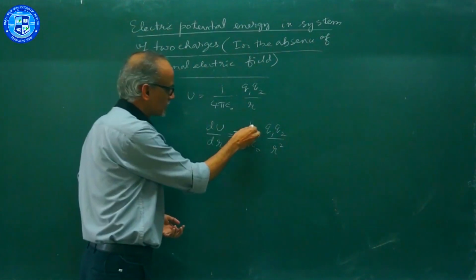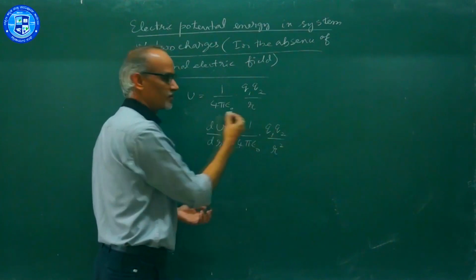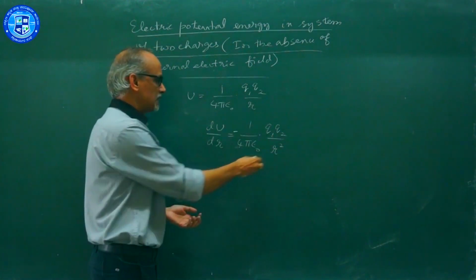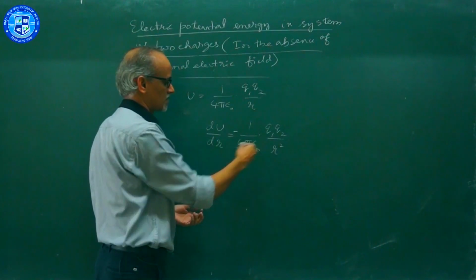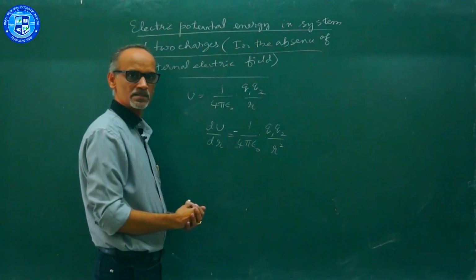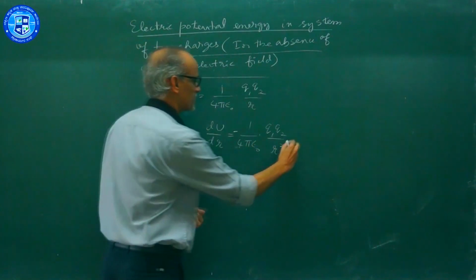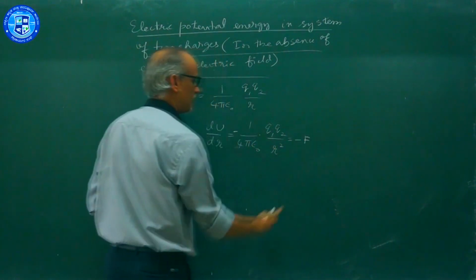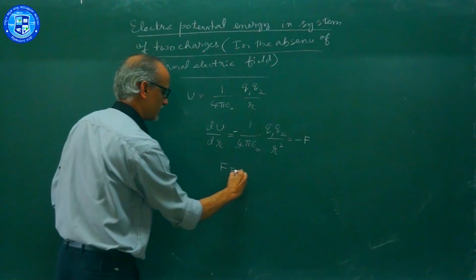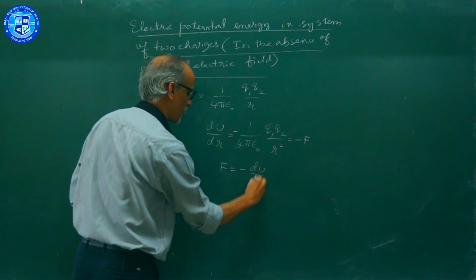Now if you look at this equation, 1 by 4 pi epsilon naught Q1 into Q2 by R square, you are very much familiar with this. This is nothing but the equation for force. From Coulomb's inverse square law, we get this equation, 1 by 4 pi epsilon naught into Q1 Q2 by R square, therefore this is equal to minus F. So what we have proved here is F is equal to minus dU by dR.